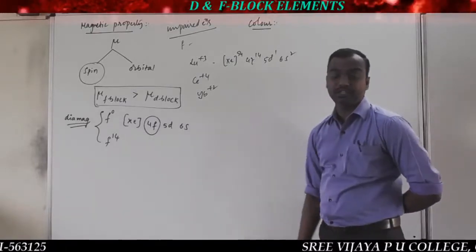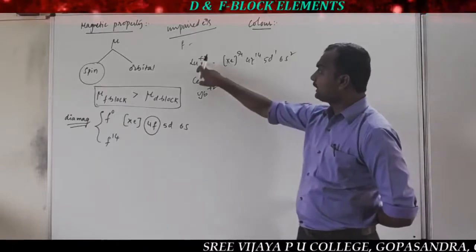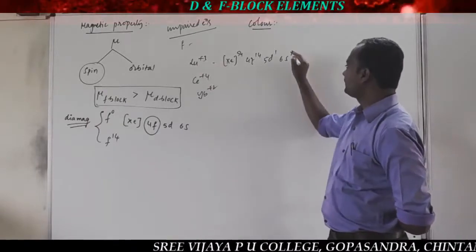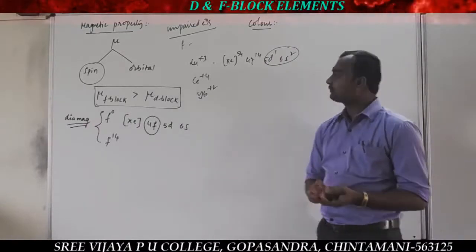This is the configuration for lutetium. That's the last element in the lanthanide series. For lutetium plus 3, we have to remove the 3 electrons. So first we have to remove the electron from 6s. After that it can be removed from the 5d.